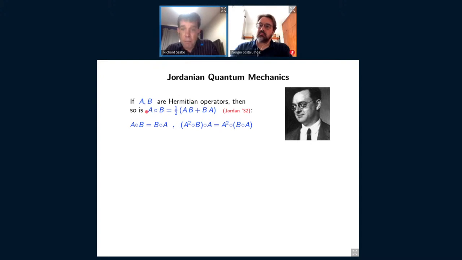Now, this operation has special properties. First of all, it's a commutative operation. That's obvious from the formula if you interchange A and B. But it's a non-associative operation. You can check that in general, if you take a triple of symbols A, B, and C, they will not associate under this product. There are special combinations that associate. For instance, if you take A squared and multiply by B, then A, that's the same thing as first multiplying B with A and then with A squared. So this combination associates, but in general, they don't associate.